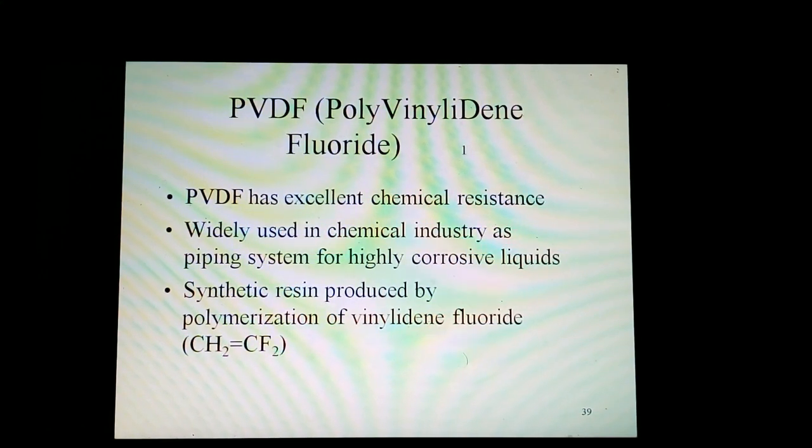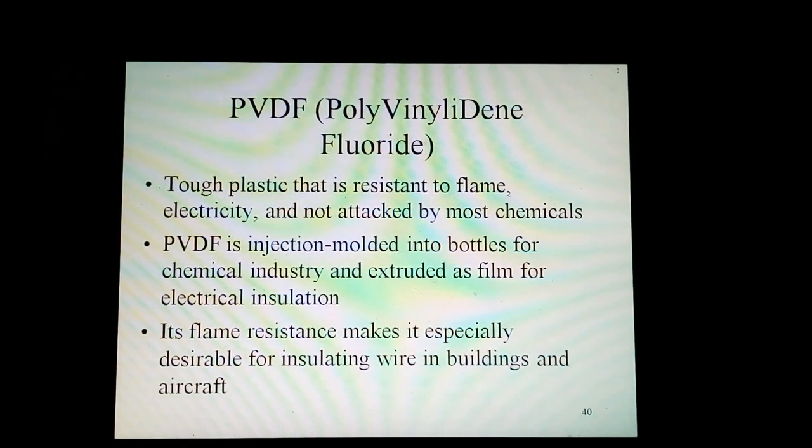PVDF, or polyvinylidene fluoride, has excellent chemical resistance, which means that it is widely used in the chemical industry as a piping system for aggressive liquids. It is a synthetic resin produced by the polymerization of vinylidene fluoride, or CH2CF2. It is a tough plastic that is resistant to flame, electricity, and not attacked by most chemicals. PVDF is injection molded into bottles for the chemical industry and extruded as a film for electrical insulation. Its flame resistance makes it especially desirable for insulating wire in buildings and aircraft.